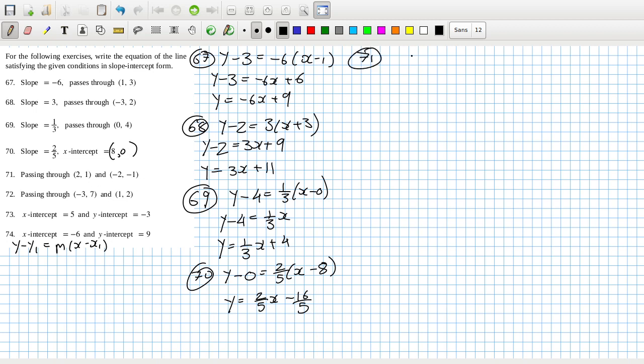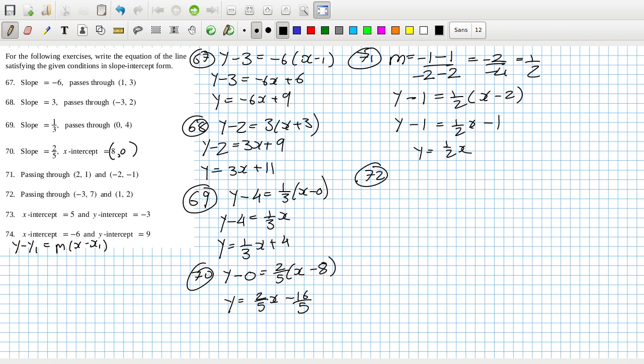Now we have points. So m is minus 1 minus 1 over minus 2 minus 2. That's minus 2 over minus 4, which is a half. So that's y minus y1 equals m times x minus x1. So y minus 1 equals a half x minus 1. So y equals a half x. Oh, that looks right, isn't it? It is, isn't it? Yeah.